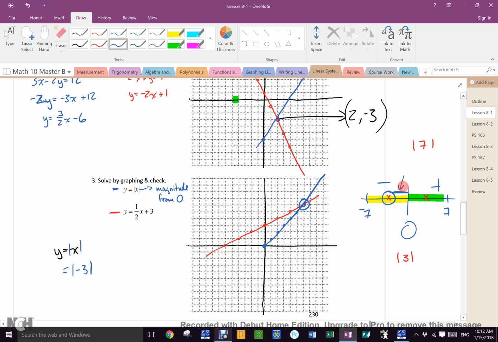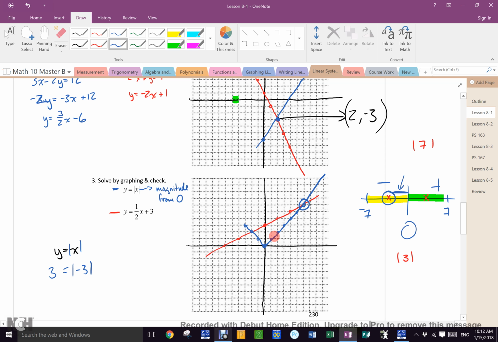How far is that? 3. So what's y here? 3. So now I have an x value of negative 3, 1, 2, 3, and a y value of what? Positive 3. So look what happens. This line bounces off 0 and makes the exact same line going over there.